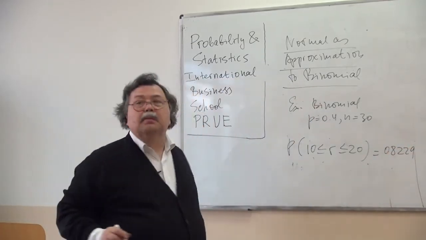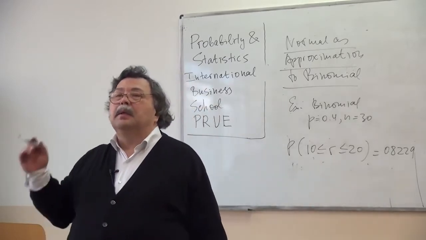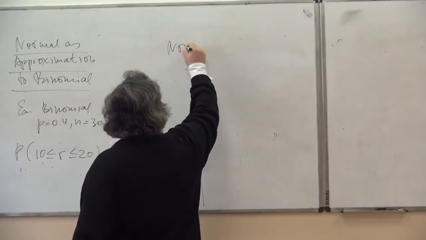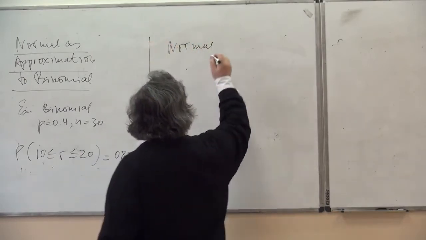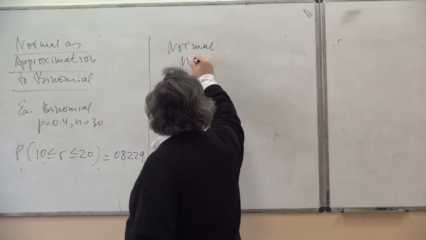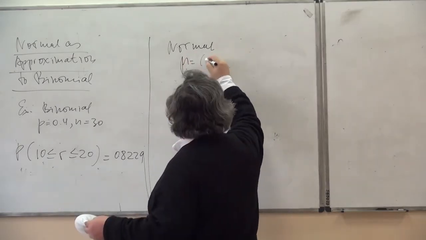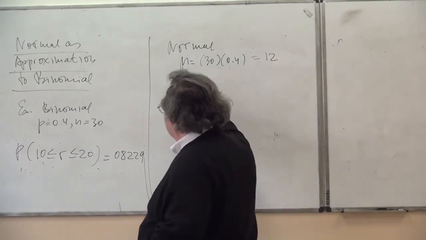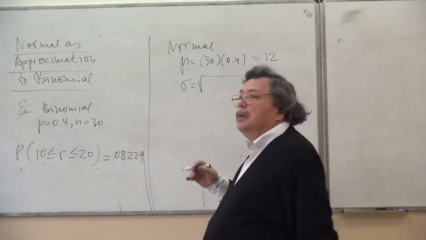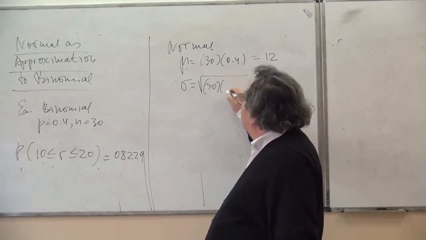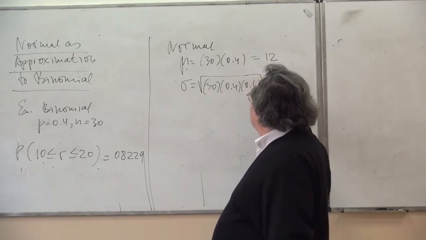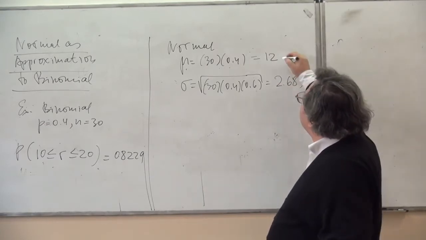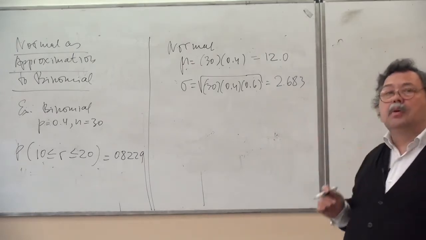So this is obtained from the binomial distribution. On the other hand, we can compare this binomial distribution to a certain normal distribution. And the normal distribution here has mu equal to n times p, which is 30 times 0.4, which is 12. And sigma is the square root of n times p times q, that is 30, 0.4 and 0.6, and the value of this is 2.683, okay, like this.